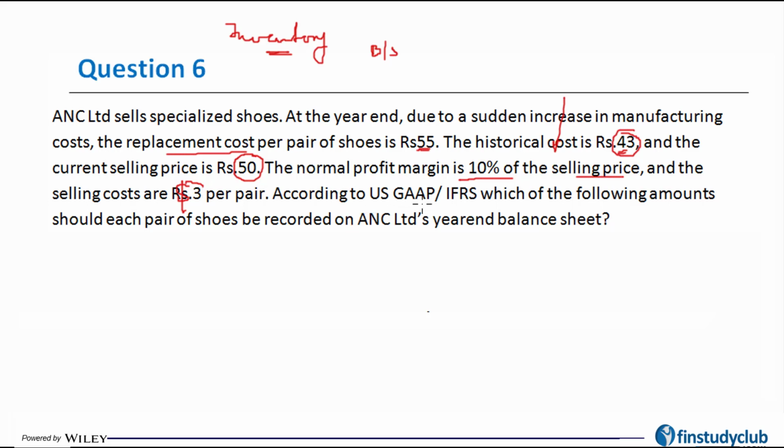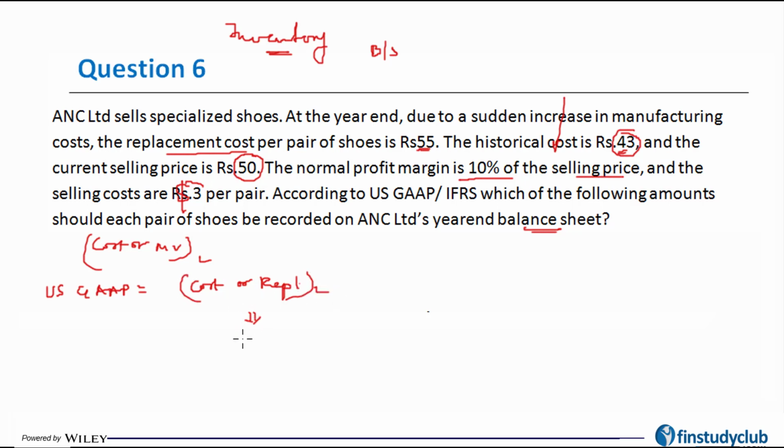Now, according to US GAAP or IFRS, which of the following amounts should each pair of shoes be recorded at on the year-end balance sheet? So ultimately, it's a balance sheet valuation question which has a rule: cost or market value, whichever is lower. So let's talk about the US GAAP first. As per the US GAAP, the rule is cost or replacement, whichever is lower.